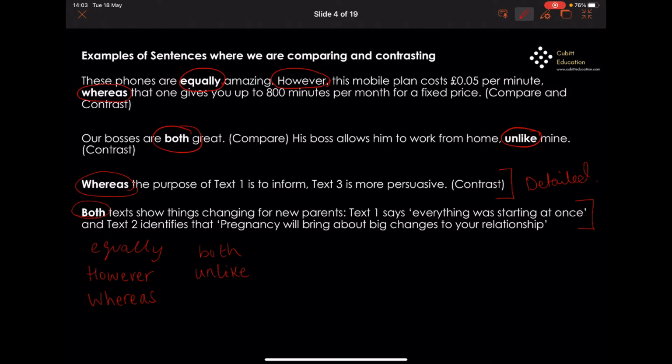As we go through the exam questions, I will show you different words that are also being used in order to compare and contrast, and you can take those down in your notes as well so that you've got some more vocabulary when it comes to doing the final exam.